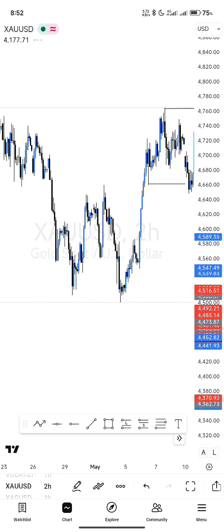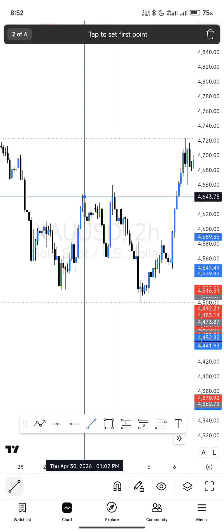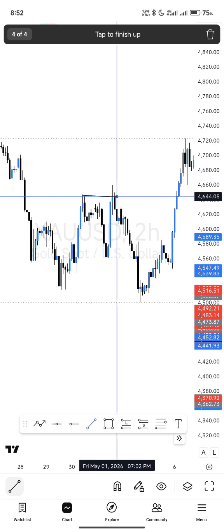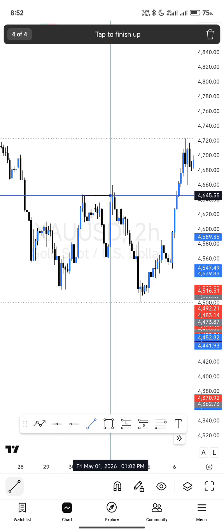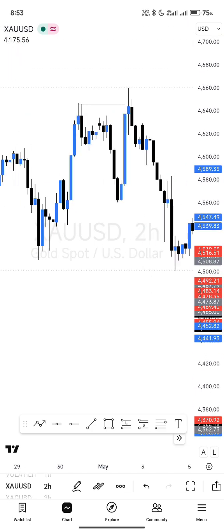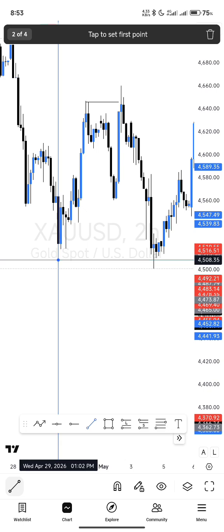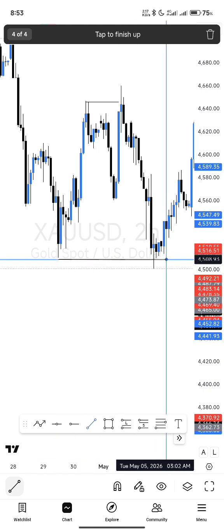This is another example here. You see these highs that were created here. Do you notice that price goes above it but closes below it? And what do you see next? The market sells off to take out these lows.